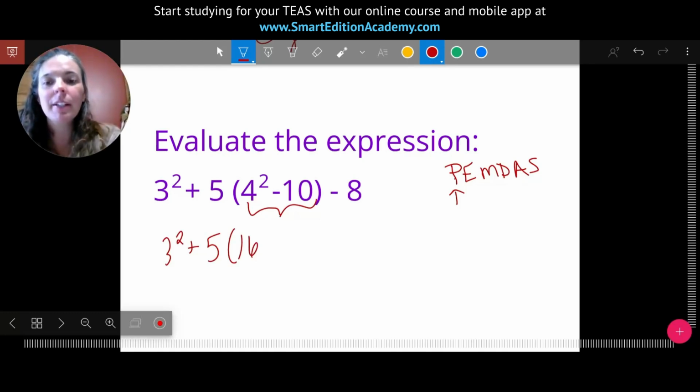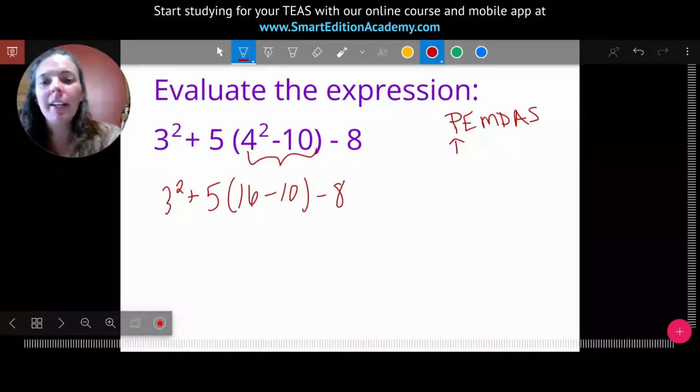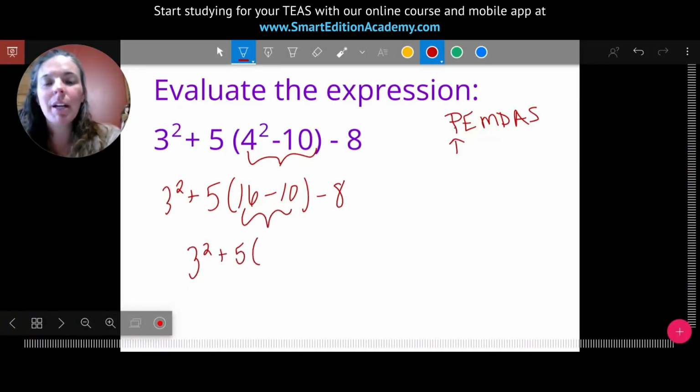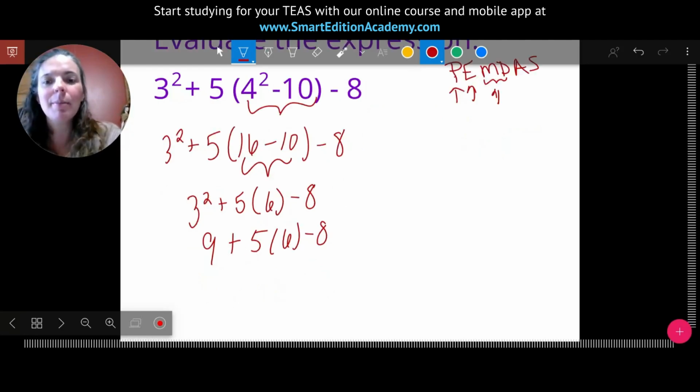4 squared is 16. 4 times 4 is 16. Now I can simplify this. 16 minus 10 is 6. And then I can move on to my exponents. 3 squared is 9. Now dealing with my multiplication and division, looks like I just have to do 5 times 6, which is 30.